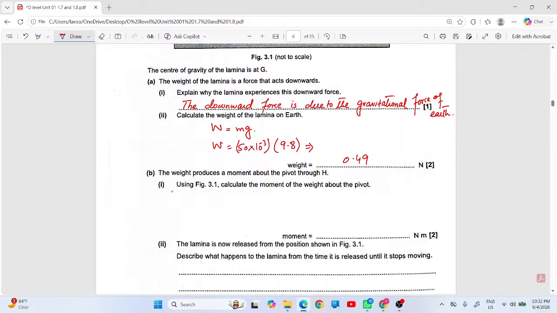Next, the weight produces a moment about the pivot edge. Weight produces the moment. Using figure 3.1, calculate the moment of weight about the pivot.